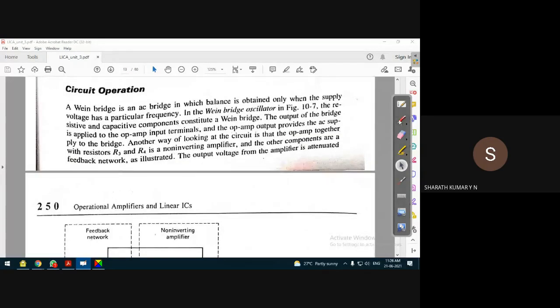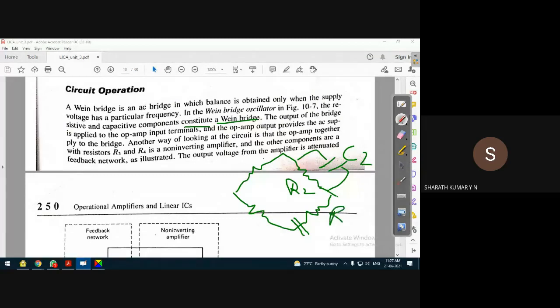In this case, the resistor and capacitor components constitute the Wien bridge, just like in our regular passive component based Wien bridge. This resistor and capacitor combination forms the Wien bridge part. In one arm there is a resistor and capacitor in parallel. In another arm, the resistor and capacitor are in series. This is R2 C2, and this one is R1 C1. The output of the bridge is applied as input to the op amp non-inverting input terminal.